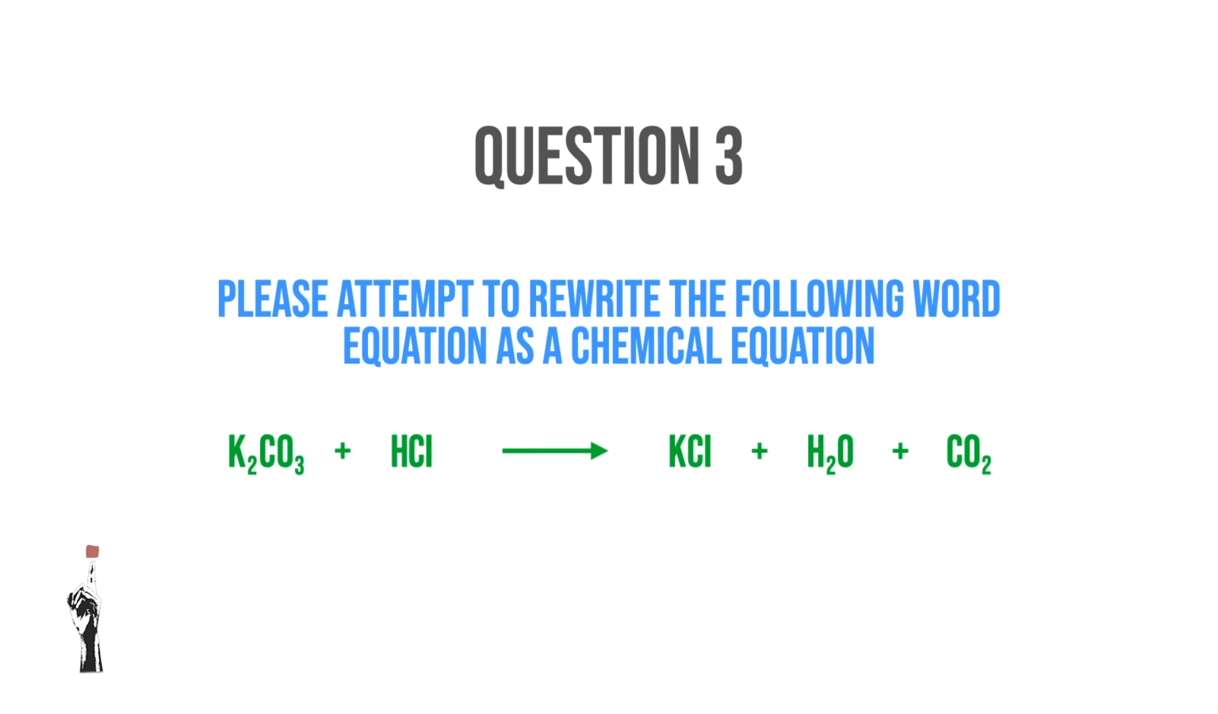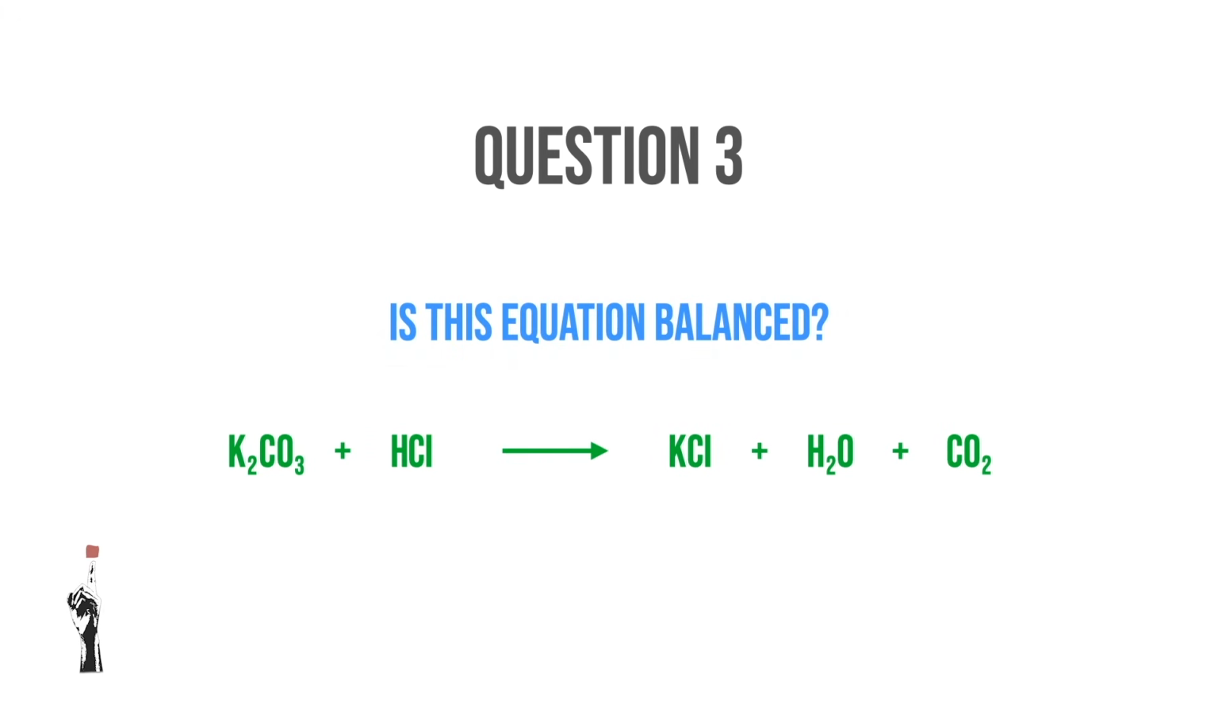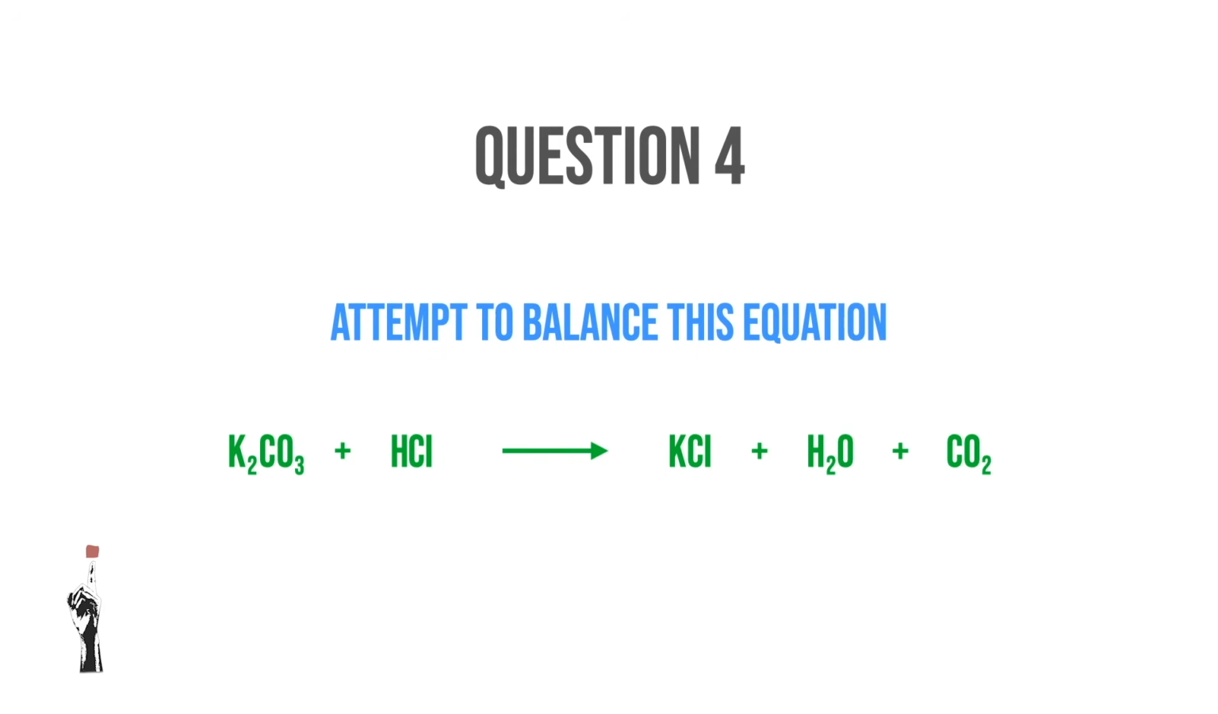Now, when we look at this equation, do you think that it is balanced? No, because there are 2 potassium atoms on the left-hand side and 1 atom on the right-hand side. When we look closer, we also notice that the hydrogen atoms are also not balanced. Try and fix this by writing a balanced chemical equation.